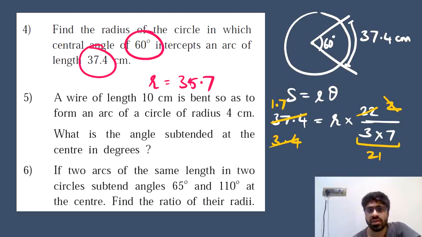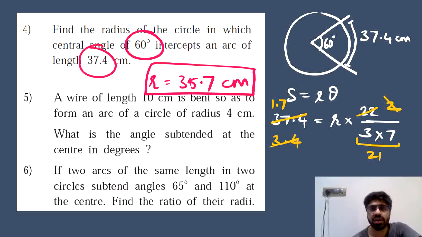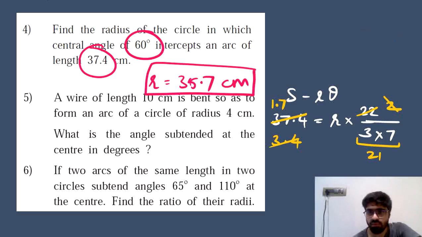because all the measurements are given to us in centimeters. I'm sorry, it's the fourth question because 37.4 was given in centimeters. We have this radius in centimeters only. So the radius of this circle would be 35.7 centimeters.